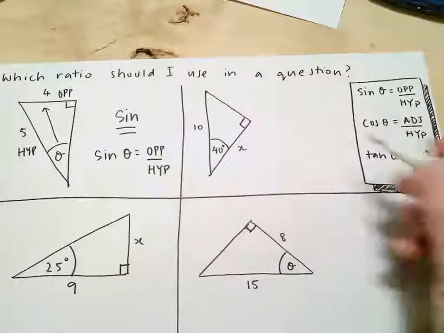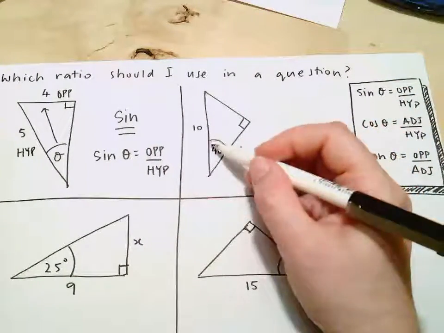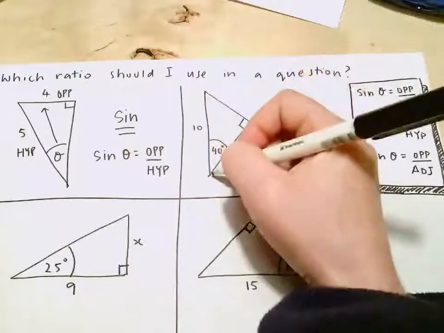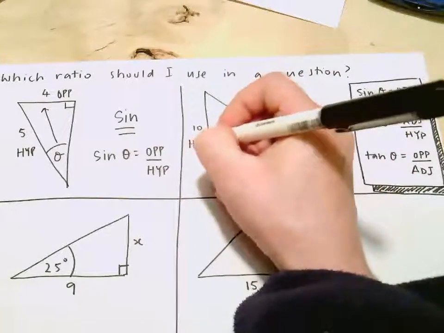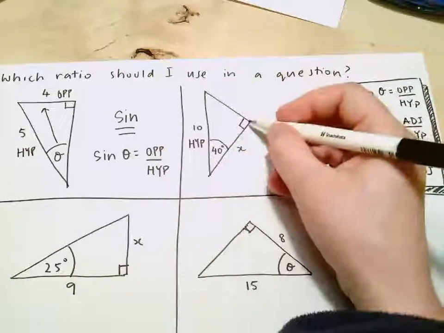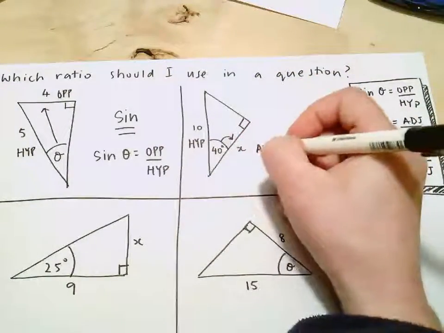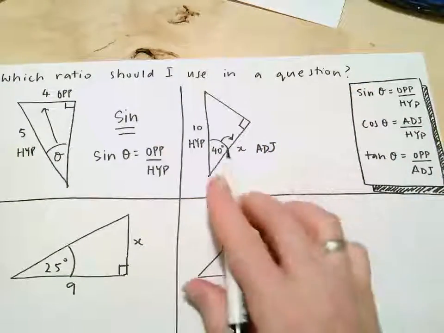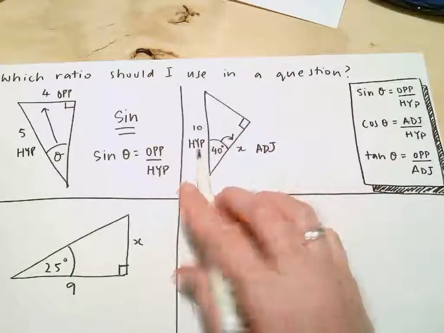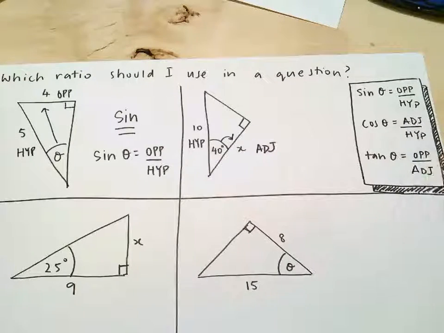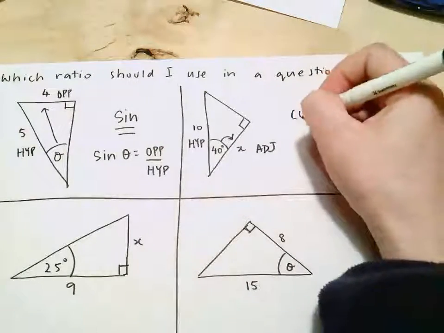This next one here, again, I label the sides that I'm interested in, or that I'm given. So here, I've got my hypotenuse again, given to me as 10, and I'm trying to work out this one here, which is adjacent to my angle. So I'm trying to work out the adjacent side. Which of my rules involves adjacent and hypotenuse? The cos rule involves the adjacent and hypotenuse sides. So I'm going to use the cos rule here.